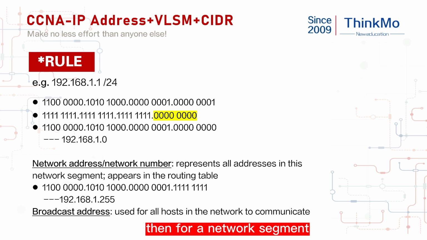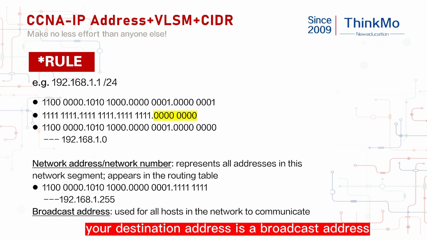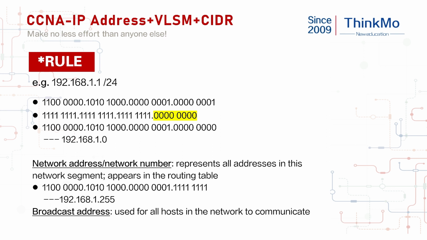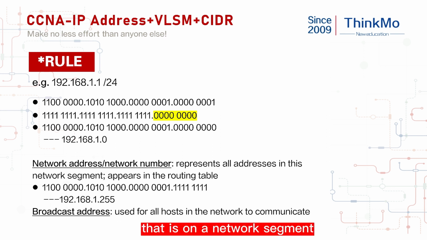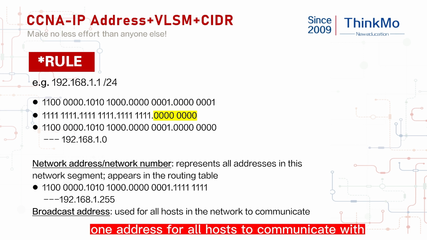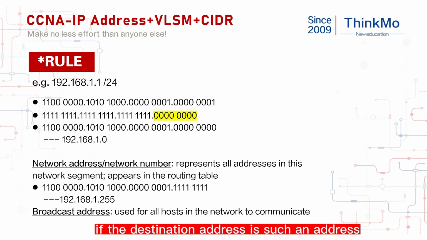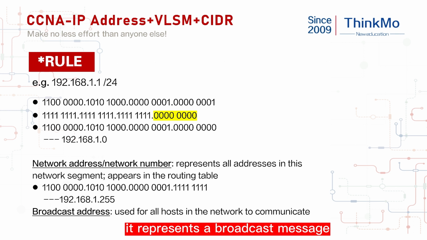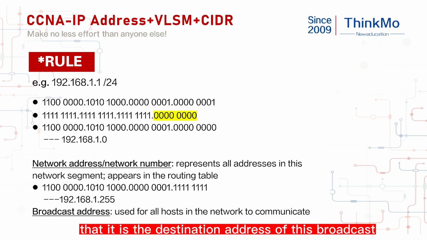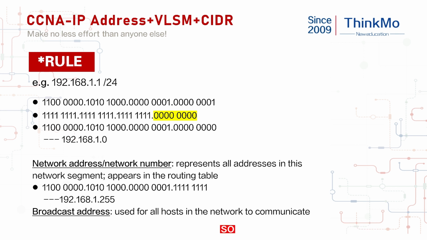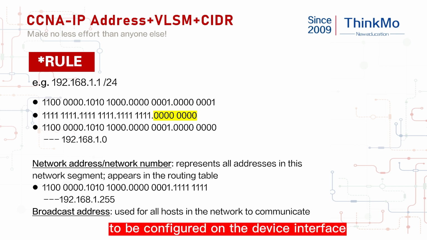Then, for a network segment, we will send broadcast messages later. In the future, if your destination address is a broadcast address, such an address is used within this network. That is, on a network segment, one address for all hosts to communicate with. If the destination address is such an address, it represents a broadcast message. So, in each network segment, these two addresses are quite special. They are not allowed to be configured on the device interface.